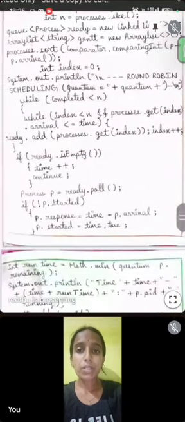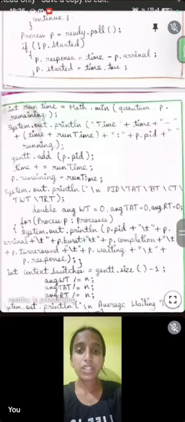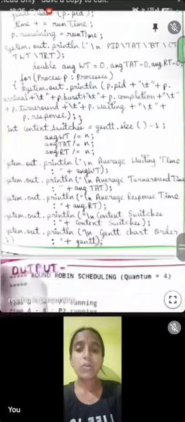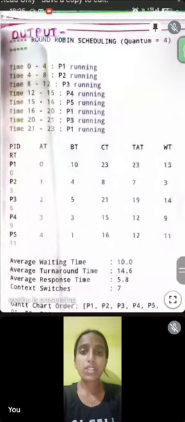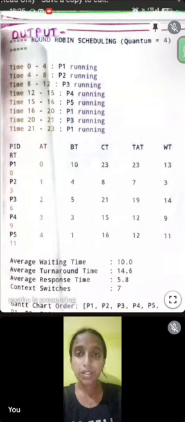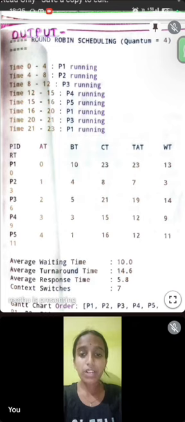Here is the main program with the conditions, and the next is the output process like System.out and all. So next is the output. Here we can see the times and processes, like how we took them, and the Gantt chart, and also the calculated table, and also average time, waiting time, turnaround time, response time, and also context switches, like 7. So here is the output of the program.